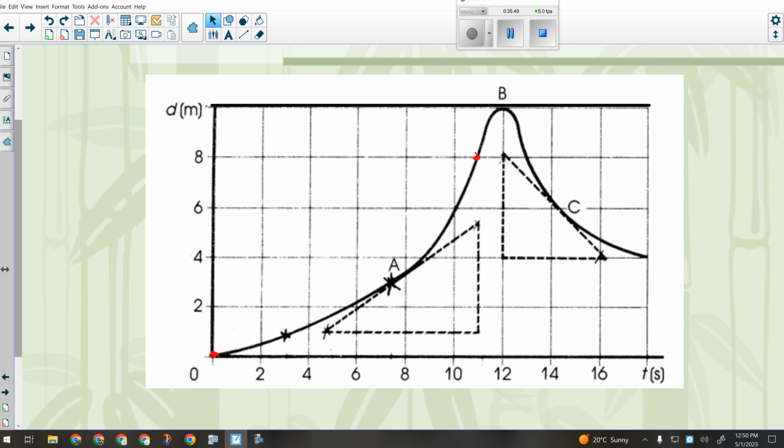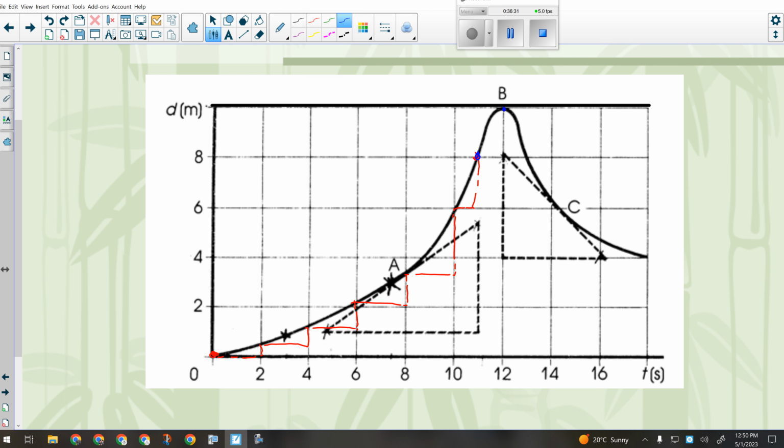And we know that because each time interval, the distance it travels gets bigger and bigger and bigger, until we get kind of to here. Everybody all right with that? Okay. What's it doing here between here and here? Decelerating? Yeah, it's slowing down.